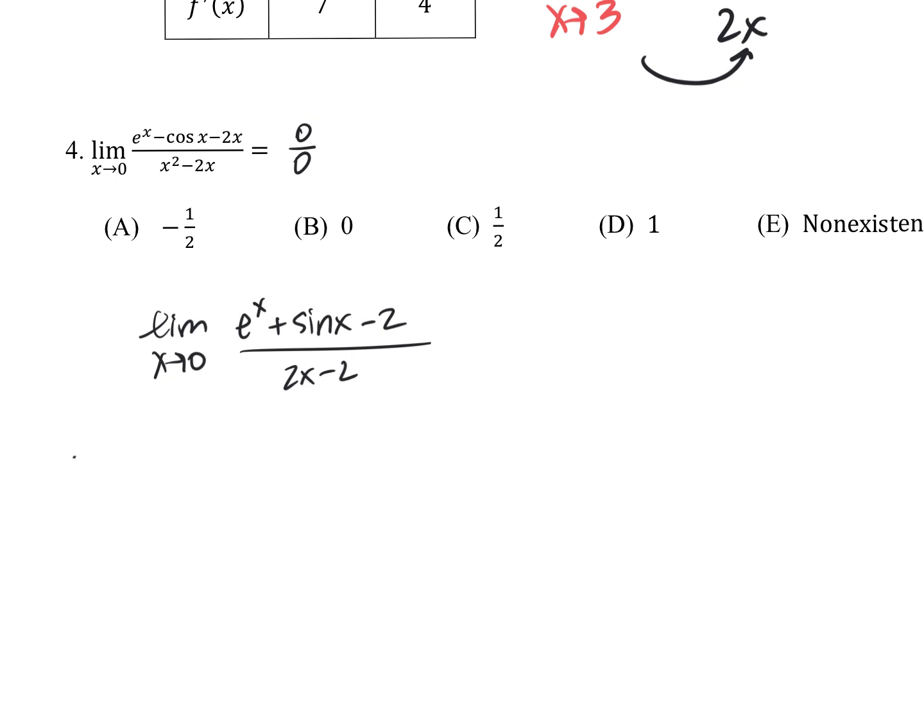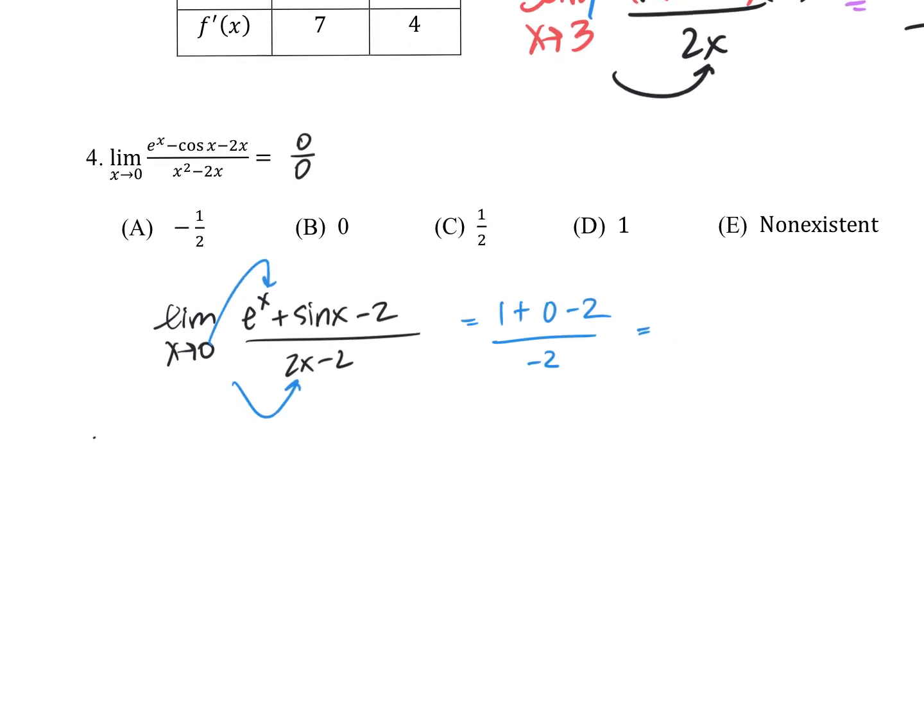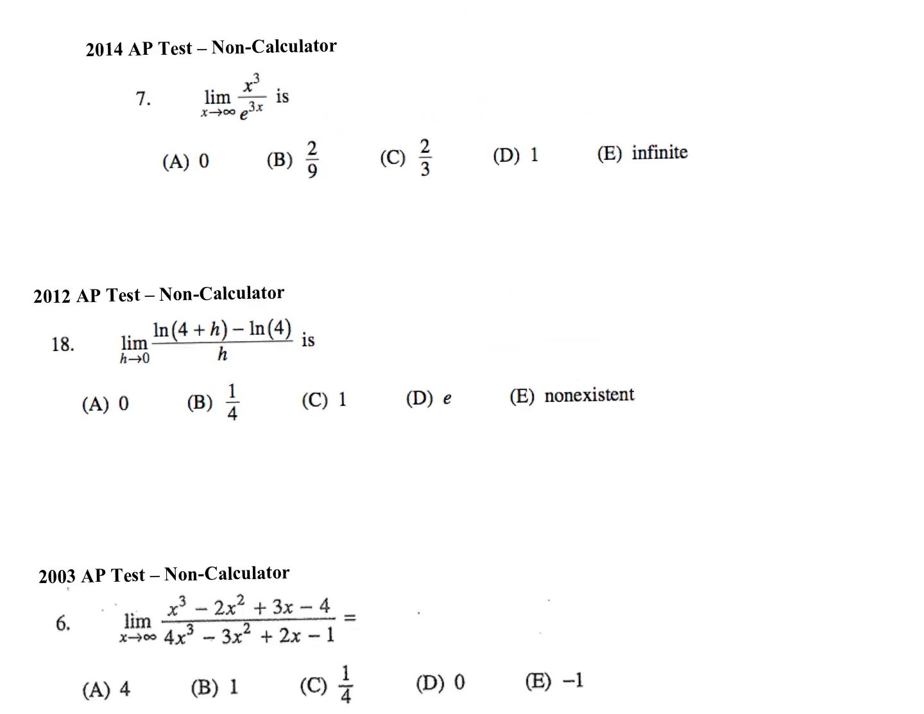All right. Ooh. E to the 0 is going to get me 1. Plus sine at 0, 0 minus 2 over -2. Final answer. -1 over -2 would be a positive 1/2. Well done, Ritzy.